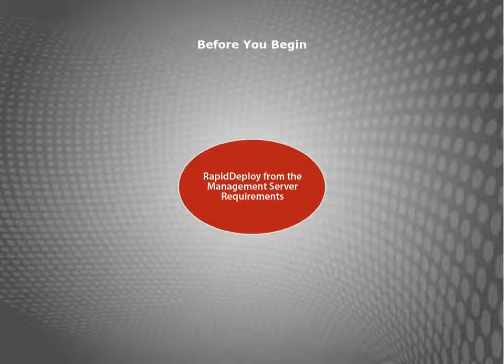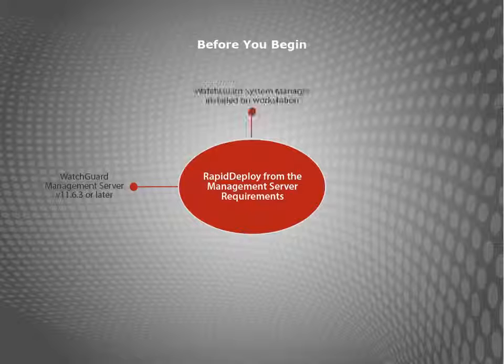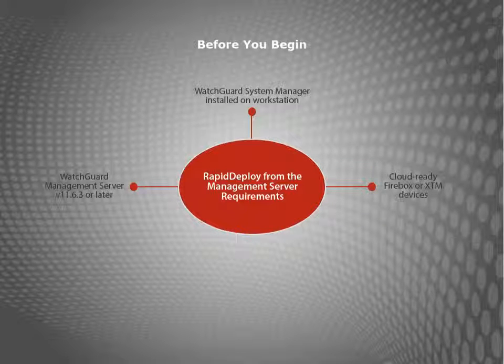Before I go into detail about the Rapid Deploy from the management server process, I want to mention a few prerequisites and requirements you should be aware of. You must have WatchGuard Management Server version 11.6.3 or later, and WatchGuard System Manager must be installed on your workstation. You also need to have 1 or more cloud-ready devices with Fireware XTM OS version 11.6.3 or later.